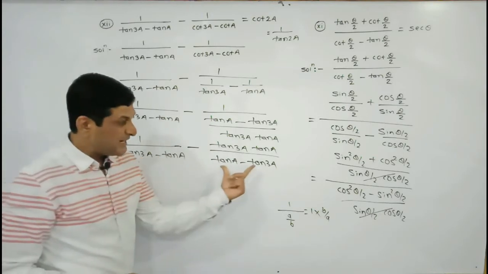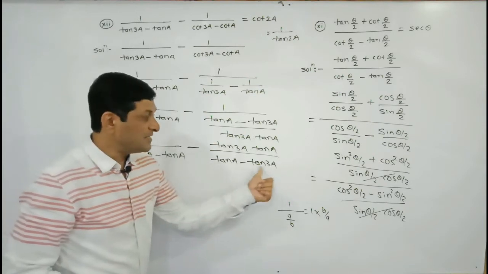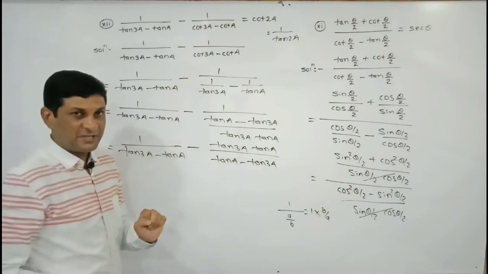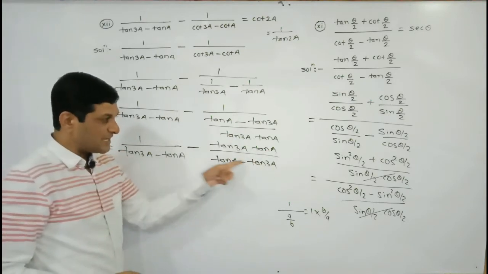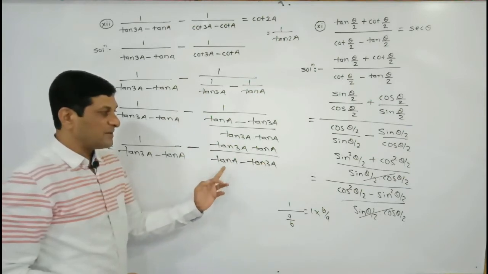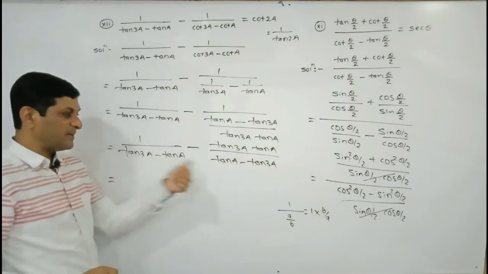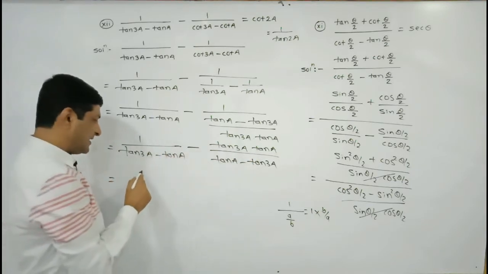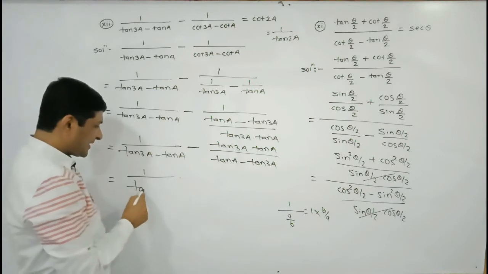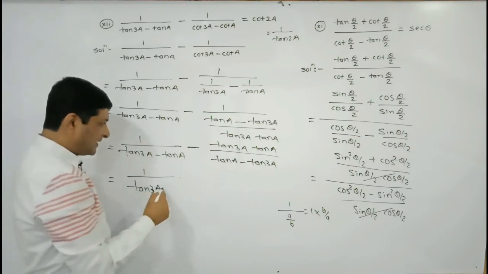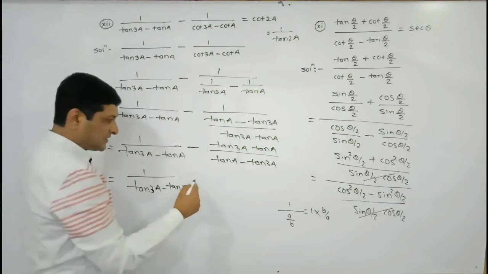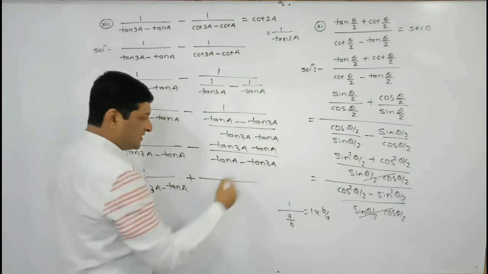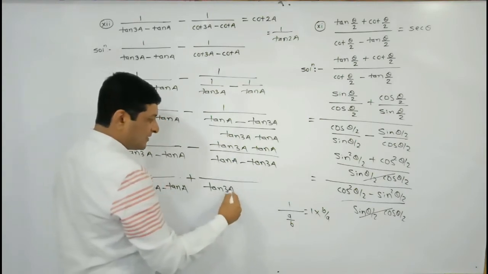And what is the denominator of the second term? Tan a minus tan 3a. Here it is tan 3a minus tan a and here it is tan a minus tan 3a. To make the denominator same, if we are taking minus common, then this negative term will become positive and the positive term will become negative, and the denominator of both the terms will become the same. That's why I am taking minus common from this denominator. So 1 upon tan 3a minus tan a, keep it as it is, minus, if we are taking minus common, minus and this minus will become plus, and here we will get tan 3a minus tan a.